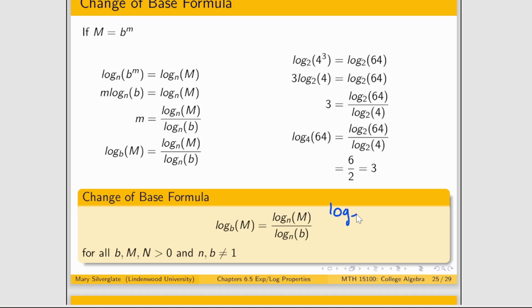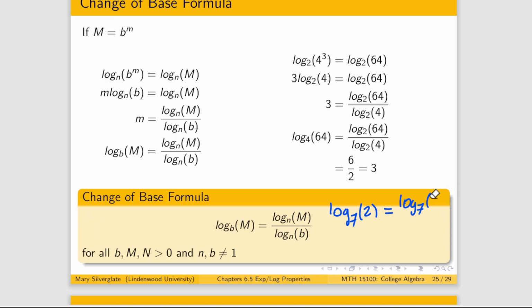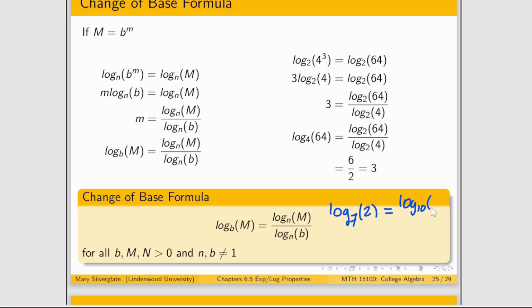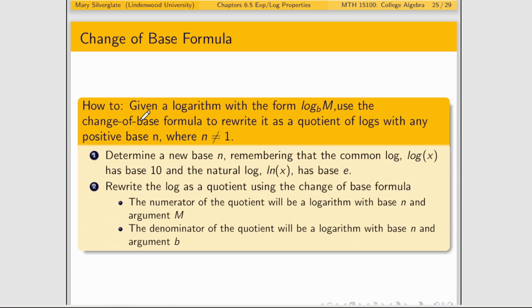So if, for example, I wanted to find log base 7 of 2, that would be the same thing as, that'd be like log base 10, something that's easy to put on a calculator: log base 10 of 2 over log base 10 of 7, which would be the same thing as the natural log of 2 divided by the natural log of 7. Whatever it is that you might be wanting to work with there. So the change of base formula is used most often to get log or natural log.